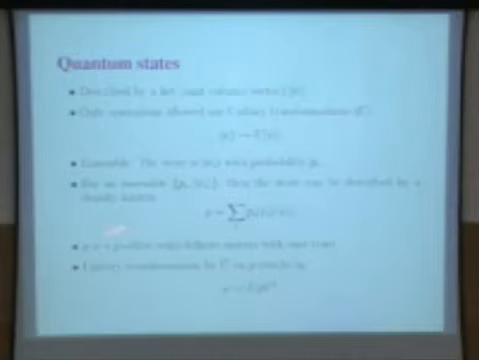Now for an ensemble, which we denote like this, p sub i, ket psi sub i, the state can be described by a density matrix. The density matrix is given by this summation over here. This is a convenient representation. You could as well work with the ensemble, with the probabilities and the associated kets, but most of the time the density matrix is what is preferred.